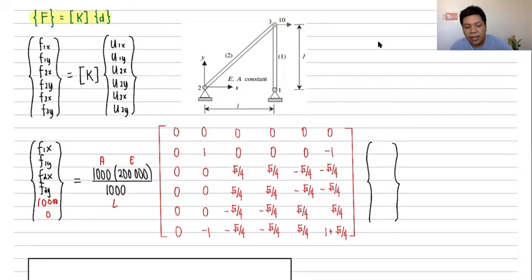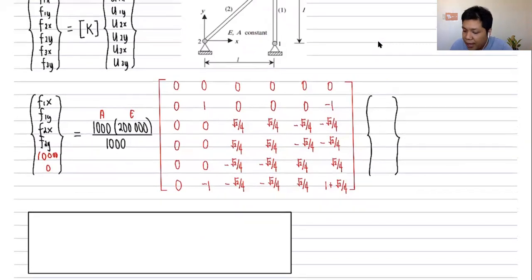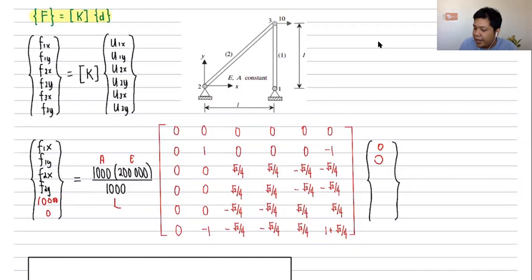Then, plug in my displacement matrix. I know that 1 and 2 are support reactions. They are pin reactions. Therefore, they are not allowed to displace along any direction. Therefore, U1x is equal to 0 because it's not allowed to displace. U1y is also not allowed to displace. Similarly, U2x and U2y, both 0, they cannot displace. They are pin connections. But node 3 is free to displace, so it's an unknown. I have U3x and U3y.